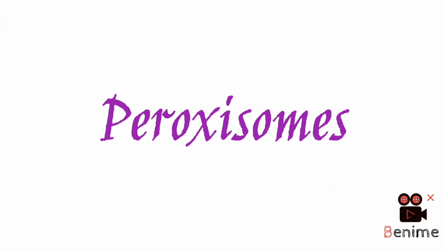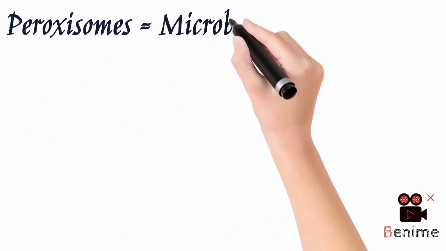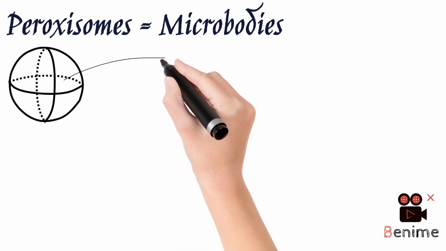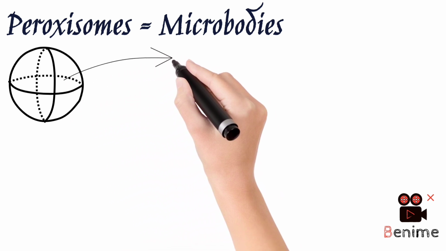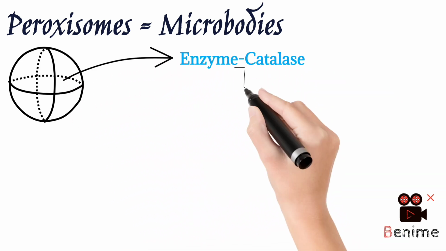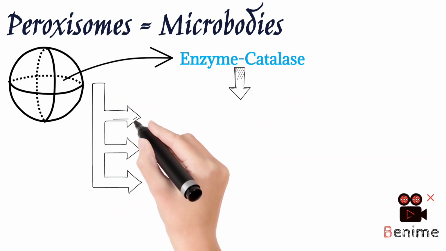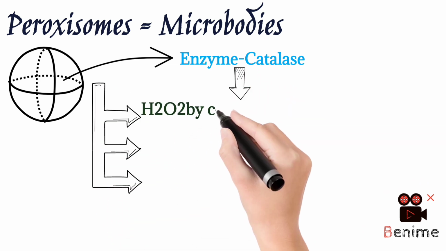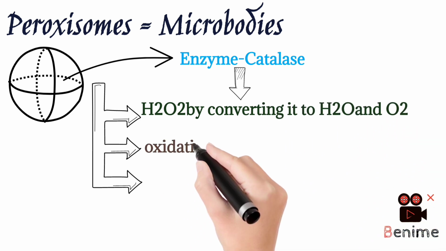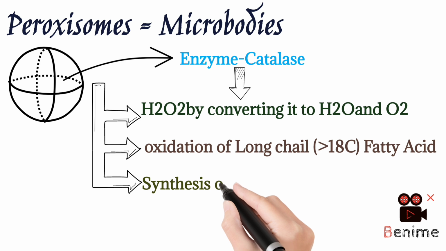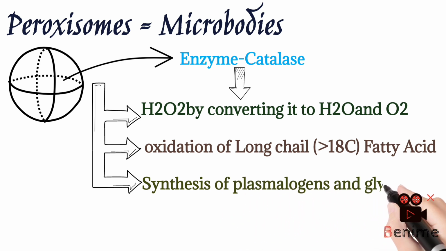Peroxisomes. Peroxisomes, also known as microbodies, are single membrane cellular organelles. They are spherical or oval in shape and contain the enzyme catalase. Catalase protects the cell from the toxic effects of H2O2 by converting it to H2O and O2. Peroxisomes are also involved in the oxidation of long-chain fatty acids, and synthesis of plasmalogens and glycolipids.